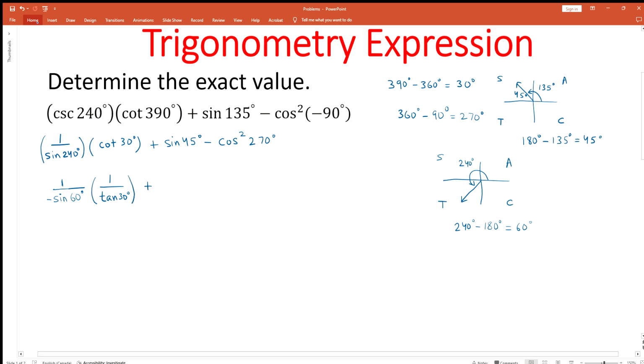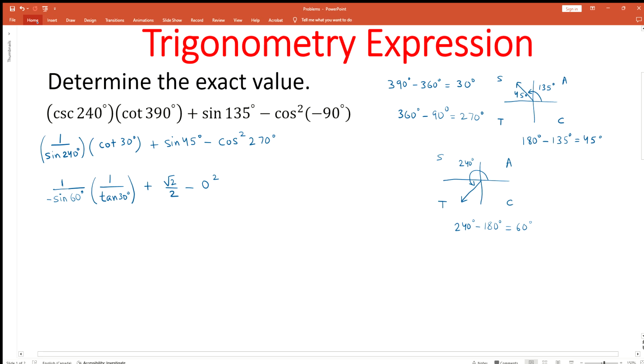As per the unit circle or the special triangle for 45 degree angle, sine of 45 degrees is equal to 1 over square root 2 or square root 2 over 2 in rationalized form. As per the unit circle or graph of cos function, cos of 270 degrees is equal to 0. So we are done with this step. Next, we can find the value of sine 60 degrees and tan 30 degrees.